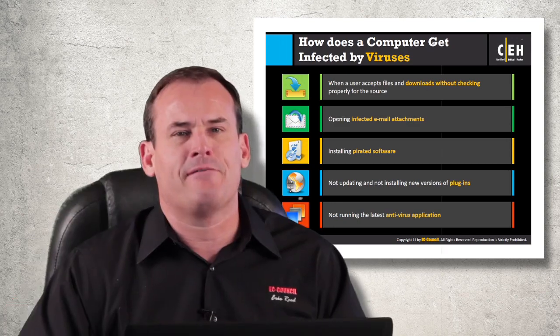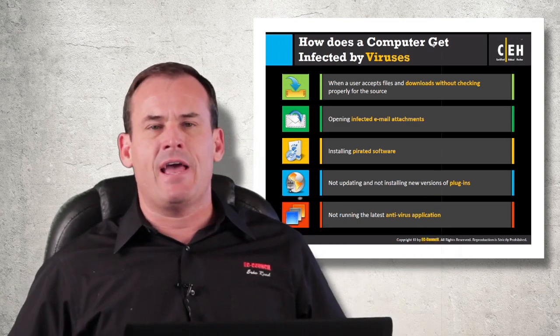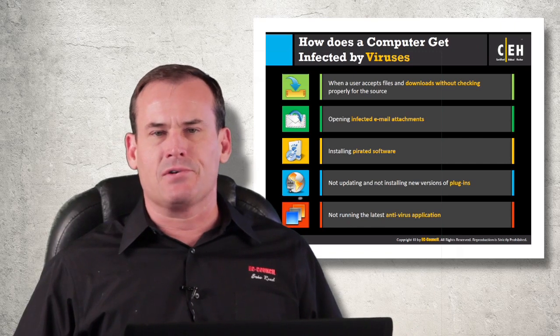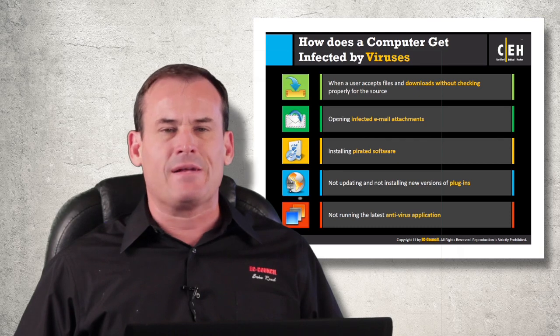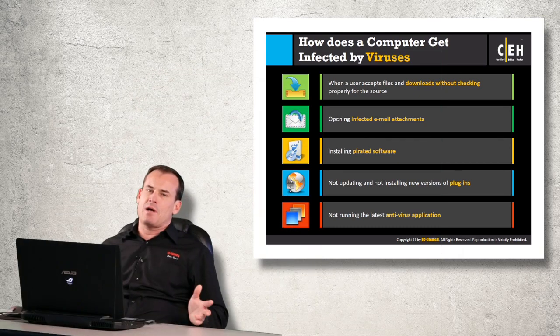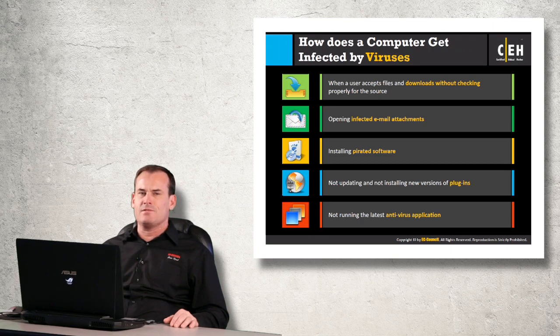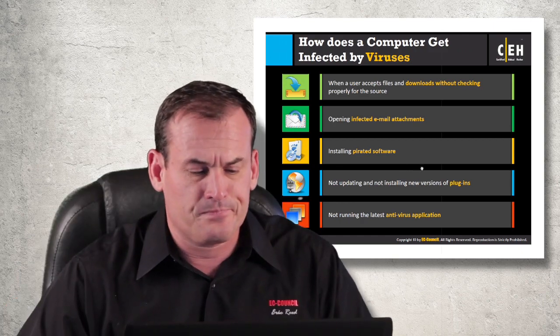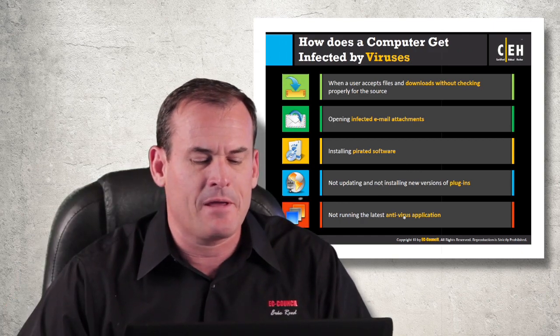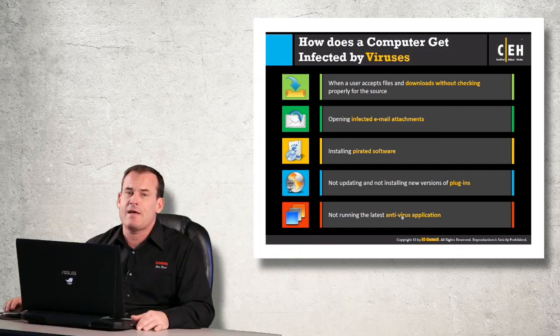How does a computer get infected by viruses? We could summarize this slide by saying: copy ones and zeros onto the box. So copy a file down. The user accepts a file and downloads it without checking the source. Opening infected email attachments. Installing pirated software, a very common infection vector. Going out to file downloads using Newsleecher or any of your peer-to-peer file sharing utilities. Not updating and not installing new versions of plugins. And not running the latest antivirus application, or not running one whose signature database has been updated recently.